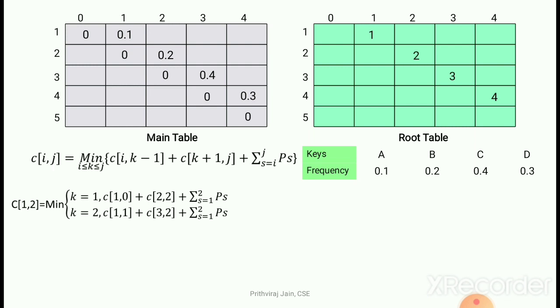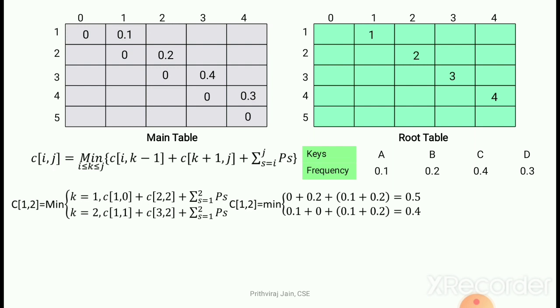C of 1 comma 0 plus C of 2 comma 2 plus summation s equal to 1 to 2 ps. Here we have to consider the frequency values, and similarly we have to do it for k is equal to 2. Now if I substitute this, then I'll get C of 1 comma 2 as minimum of 1. In first case we will get 0.5 based on C of 1 comma 0 is 0. Then C of 2 comma 2 is 0.2. We can see that in the main table.